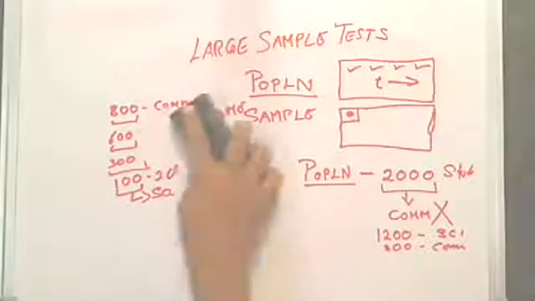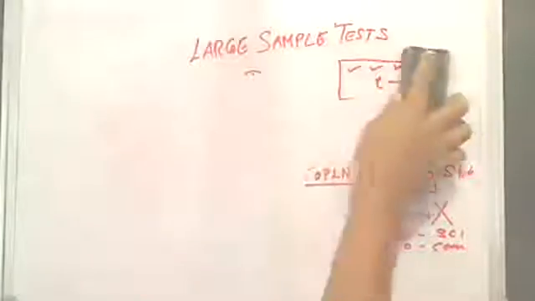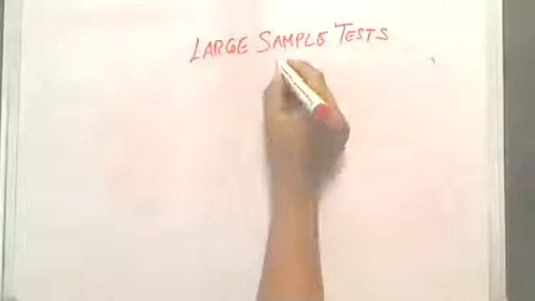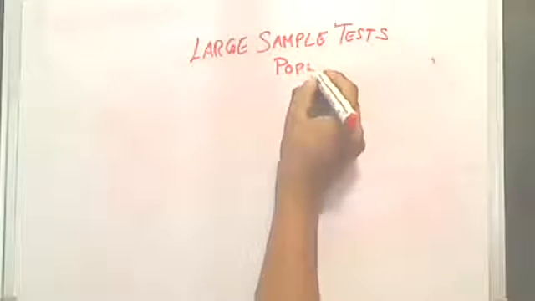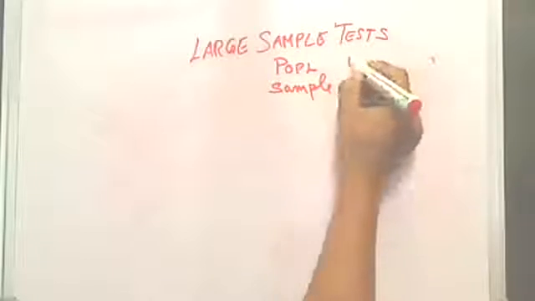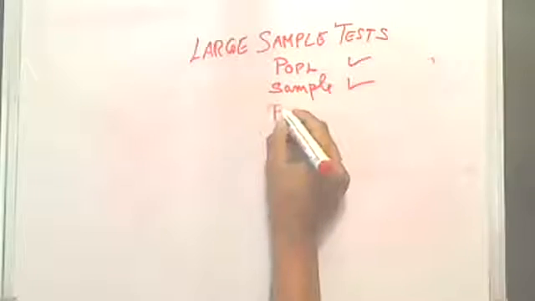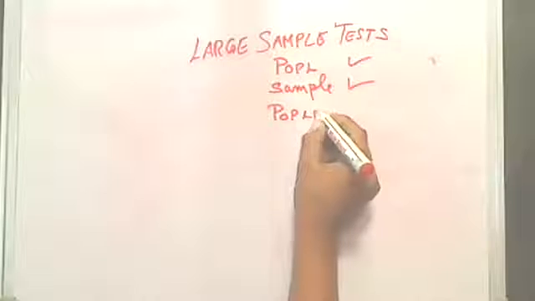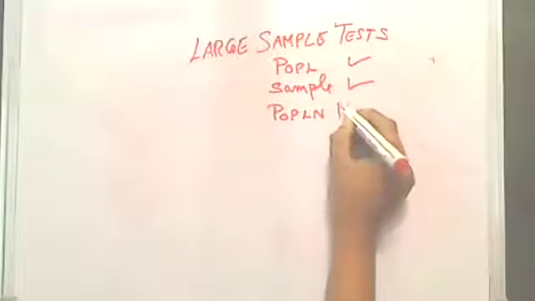Now, let me go about explaining a little bit more theory. I've always told you that if you know your theory well, the solving of problems in fact becomes so much easier. So, we've understood what a population is. We've understood what a sample is. Okay. Let's look at population mean and sample mean.